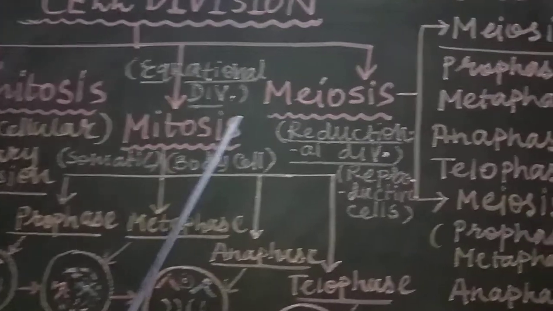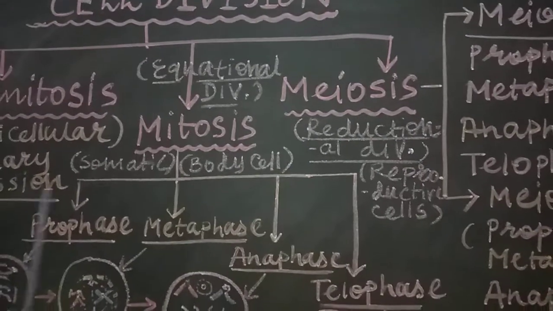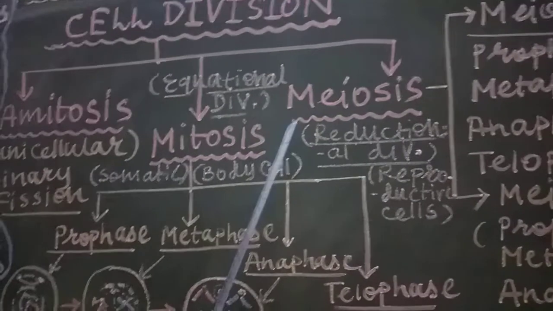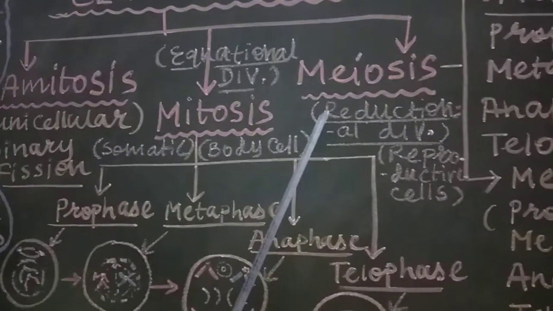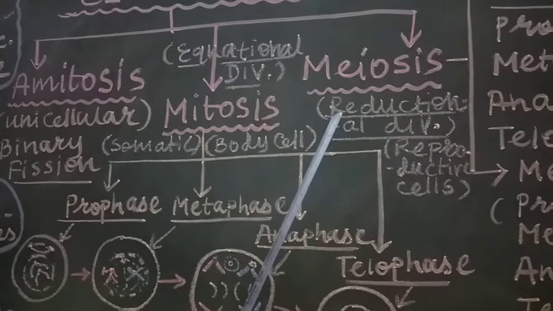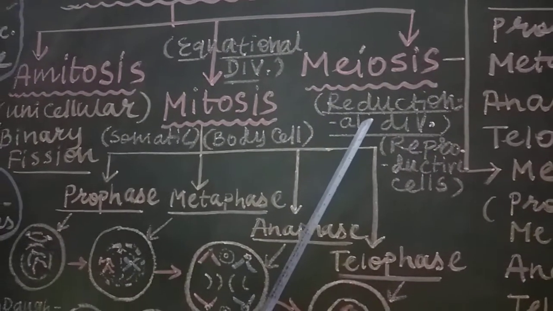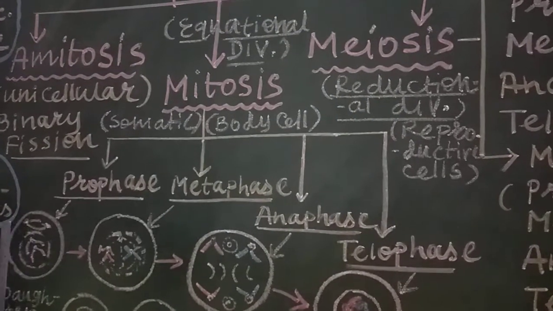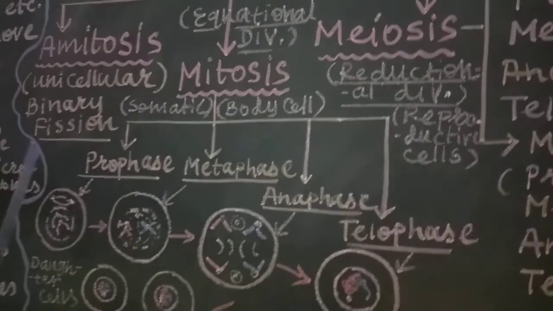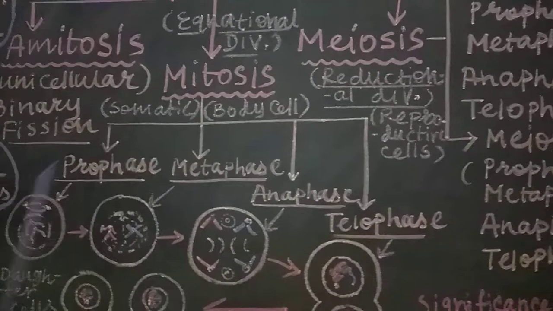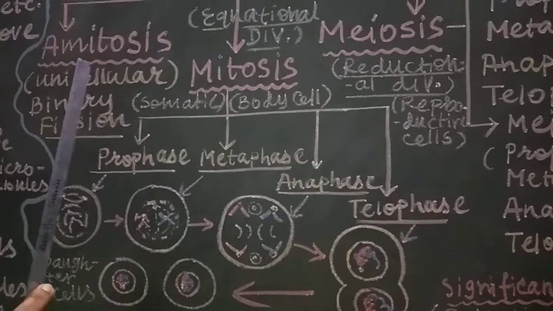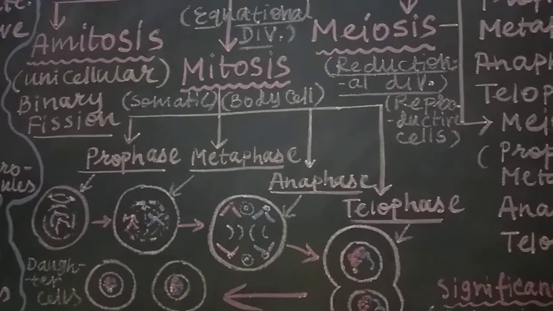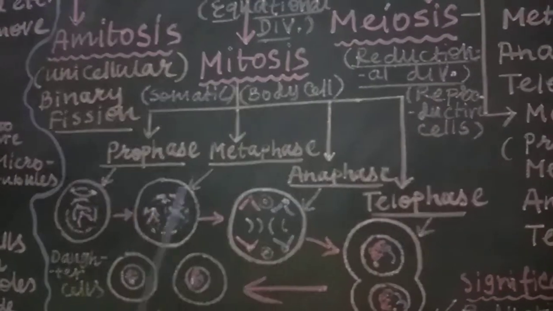Meiotic cell division occurs only in the reproductive cells. It is a reductional division. Why? Because the number of chromosomes in the daughter cell is reduced to half that of the mother cell's chromosomes in the nucleus. That is why it is called reductional division. Here we are going to discuss the phases of mitosis, because mitosis occurs in most of the cells, that is the body cells. Mitosis occurs in four phases mainly.